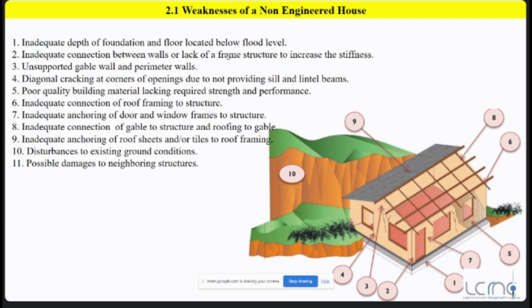Okay, when it comes to this non-engineered house, there are so many significant points you can identify. I will go one by one according to this list. The first one is inadequate depth of foundation and floor located below ground level. That means if you construct a house in a sloping mountain range, there will be some streams underneath the soil profile.